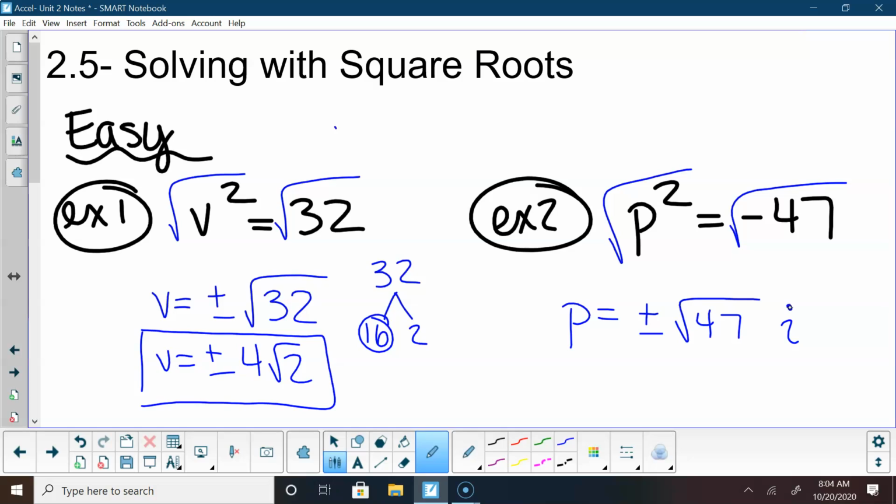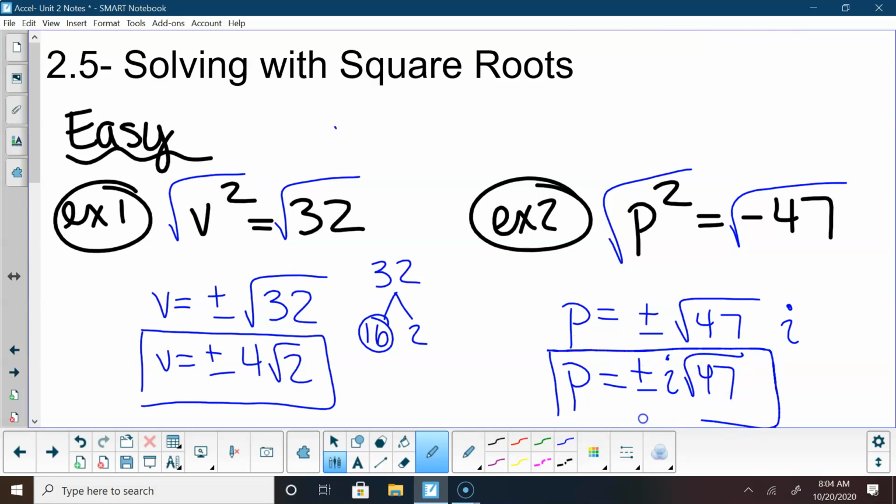All right. You can leave the i at the end. I personally put it at the beginning just because that way I'm not thinking it's the square root of i, because that i is not technically under that square root. Yep. Because 47 is, I believe, prime. Yeah. So I can't do much with that.